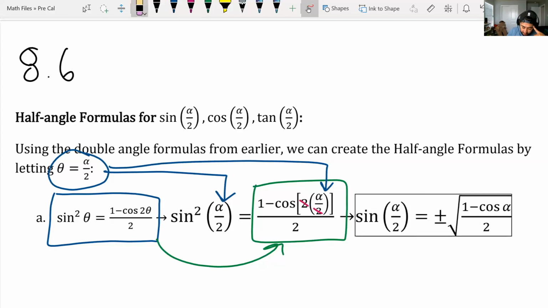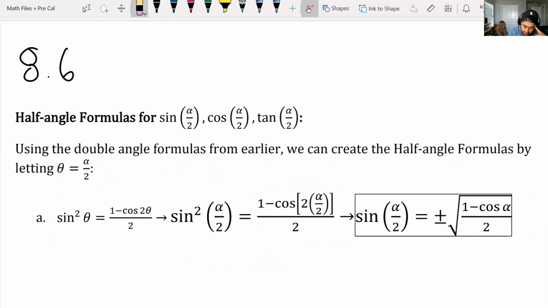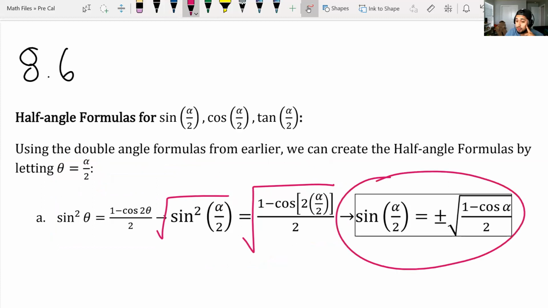The next thing we are going to do, let me erase all this, is that we don't want sine squared, we want sine of alpha over 2. So the next thing that happens is both sides are square rooted, which leads us to the final answer: sine alpha over 2 is equal to plus or minus the square root of 1 minus cosine alpha over 2. So we have a new half angle formula for sine. Sine alpha over 2 is equal to plus or minus the square root of 1 minus cosine alpha over 2.